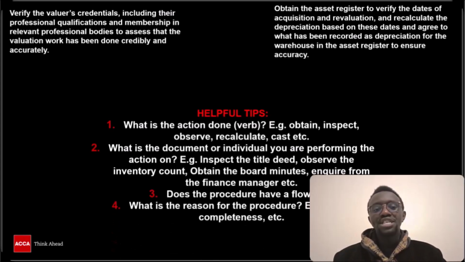And then, what is the reason for the procedure? All right. Are you trying to test completeness? So many times the reason could be touching on the assertion.